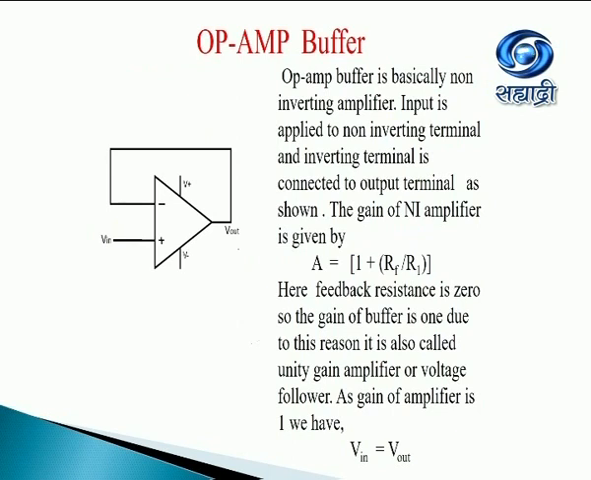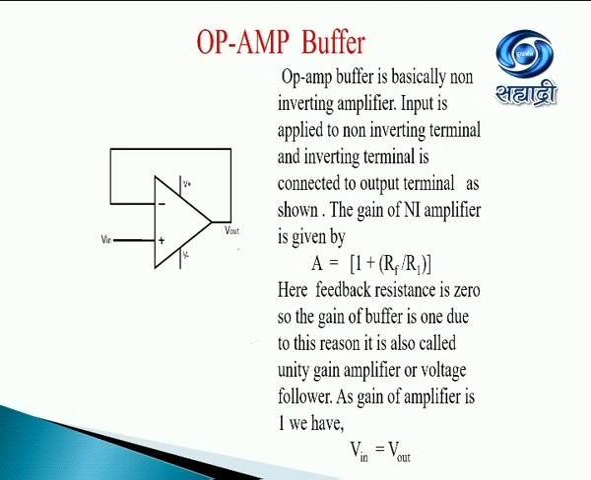Op-amp buffer. An op-amp buffer is basically a non-inverting amplifier. The input is applied to the non-inverting terminal and the inverting terminal is connected to the output terminal as shown. The gain of a non-inverting amplifier is given by A is equal to 1 plus Rf upon R1. Here the feedback resistance is 0 and so the gain of the buffer is 1. Due to this reason, it is also called a unity gain amplifier or voltage follower.